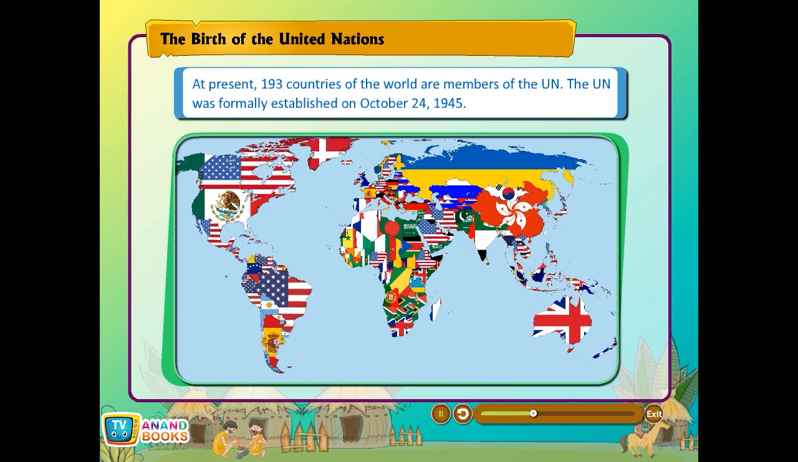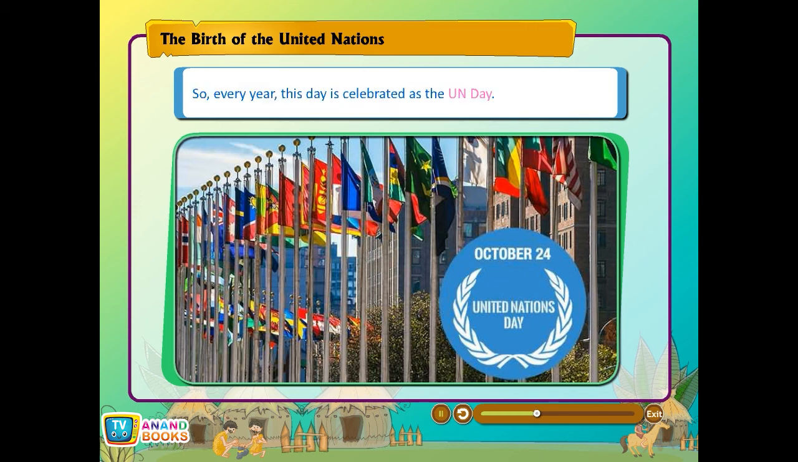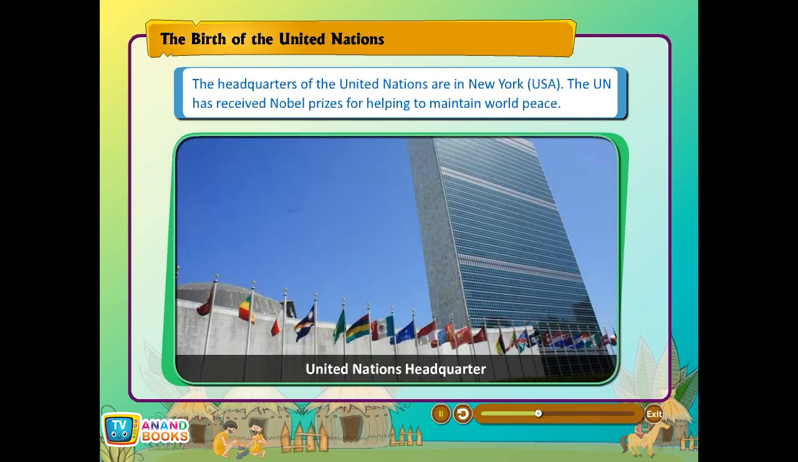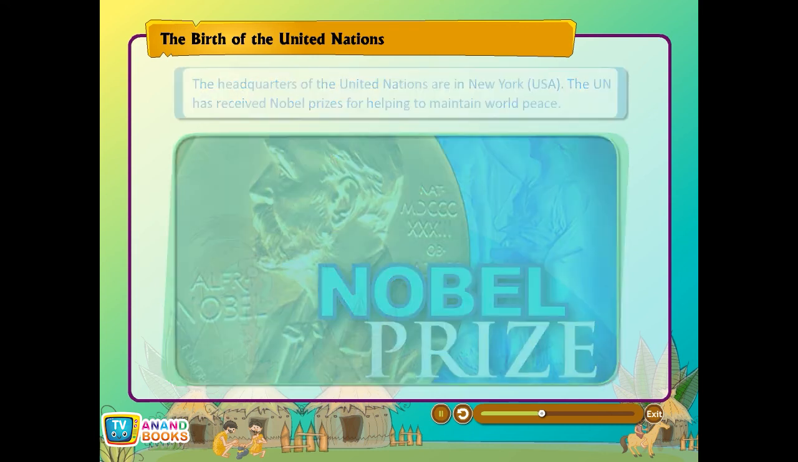At present, 193 countries of the world are members of the UN. The UN was formally established on October 24, 1945. So, every year this day is celebrated as the UN Day. The headquarters of the United Nations are in New York, USA. The UN has received Nobel Prizes for helping to maintain world peace.